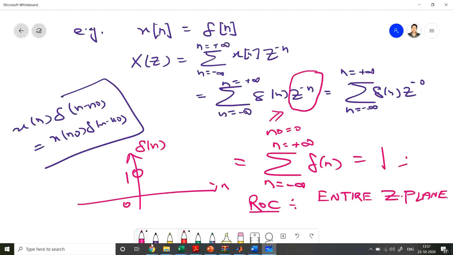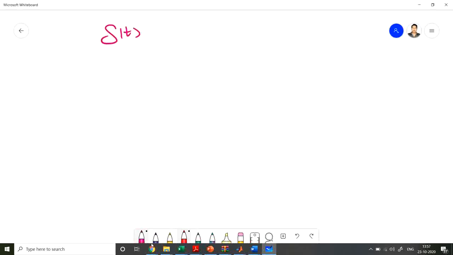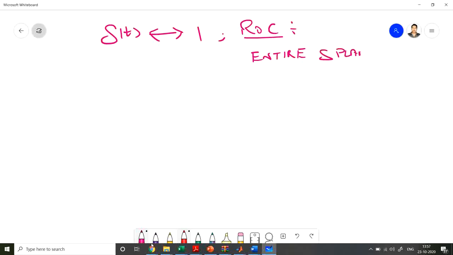So if you remember, just recall the continuous time case, the delta t has Laplace transform 1, and the region of convergence is the entire S plane. Let us discuss another problem, then we will better analyze the region of convergence.